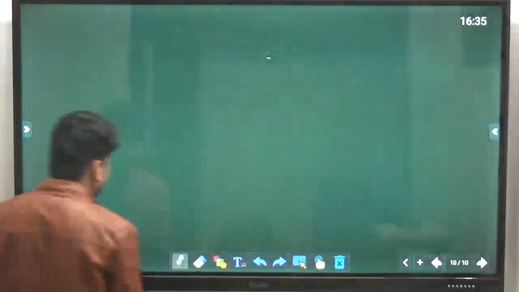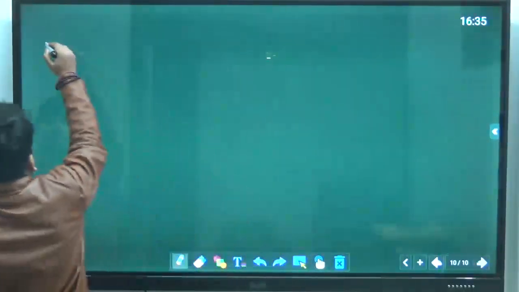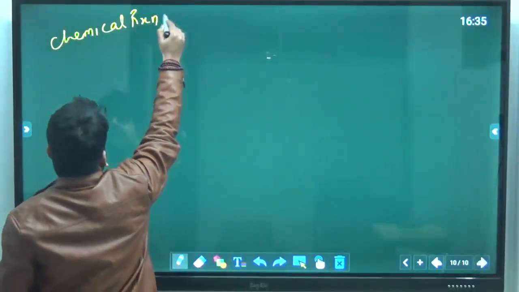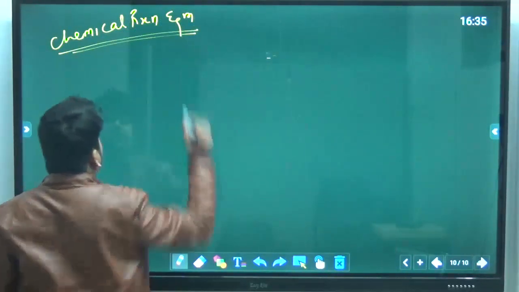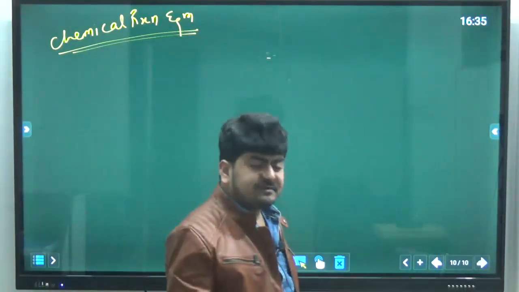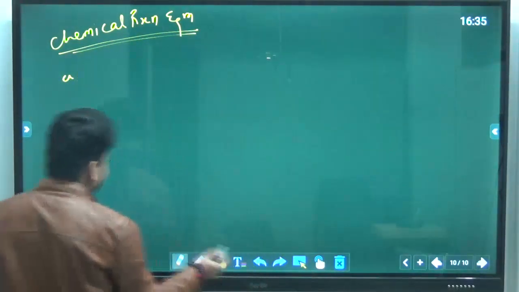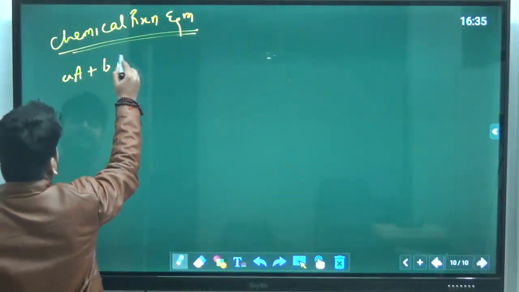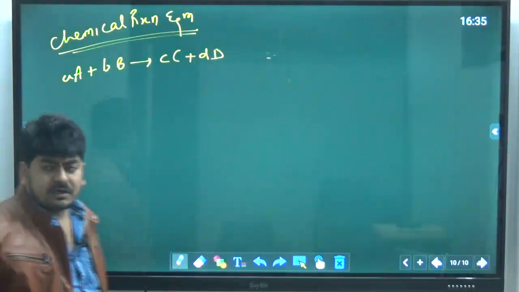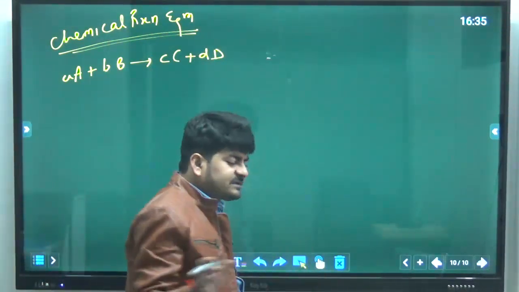Chemical reaction equilibrium. So in chemical reaction equilibrium, there are a few things which should be clear to you. Suppose I have a reaction A plus B gives C plus D. In that chemical reaction A and B are the reactants, C and D are the products.